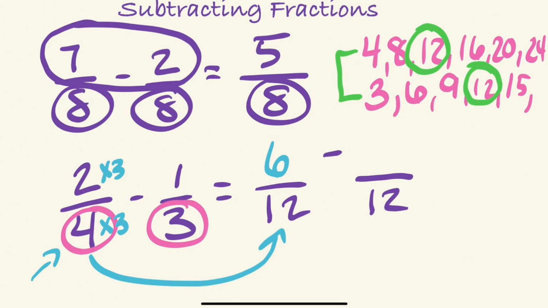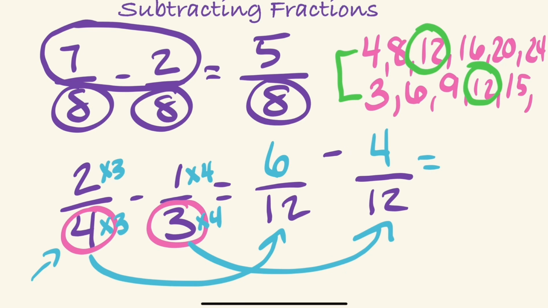our first one. Let's do the same thing for the second fraction, 1/3. How did I get from 3 to 12? I know that 3 times 4 equals 12. Whatever I do to the bottom, I do the same thing to the top. 1 times 4 equals 4.